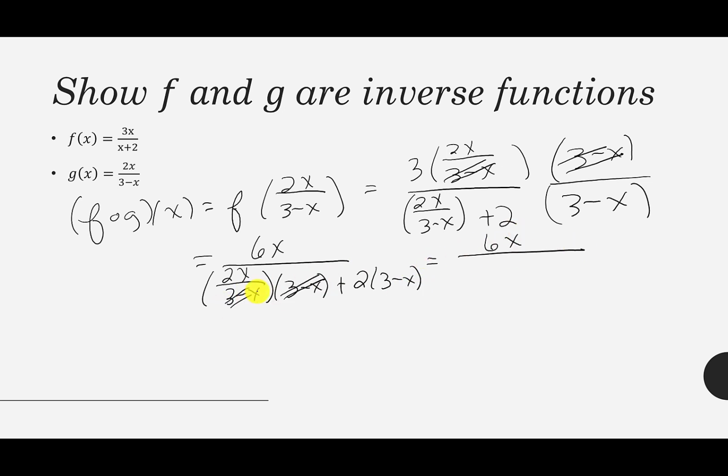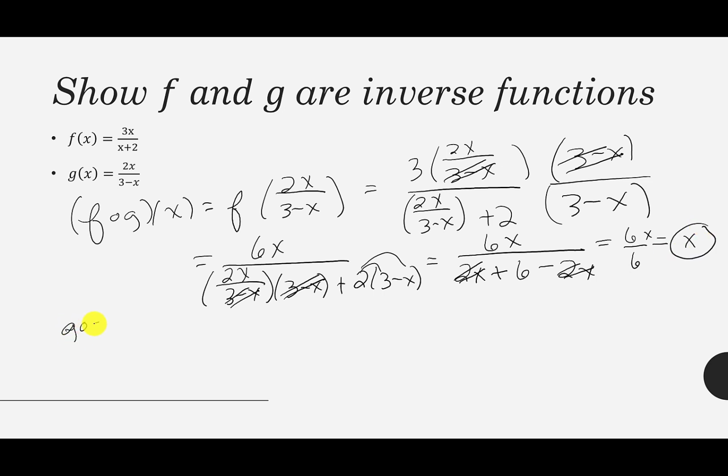So I have 6x still. The 3 minus x cancels in one place in the denominator. I have a 2x. Then I can distribute this 2. So 2 times 3 is 6, minus 2 times x is 2x. 2x cancels 2x. I have 6x over 6, which is x, so that looks good.